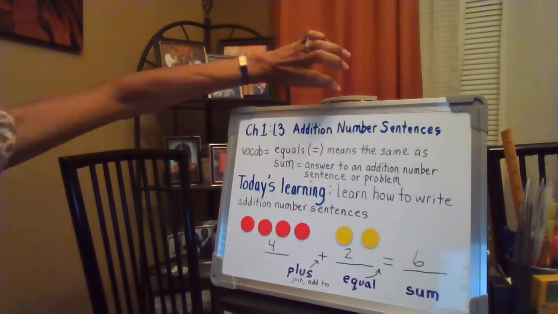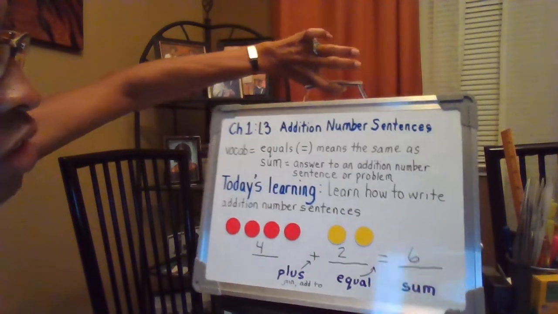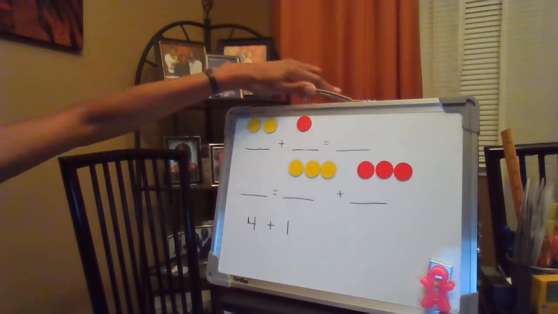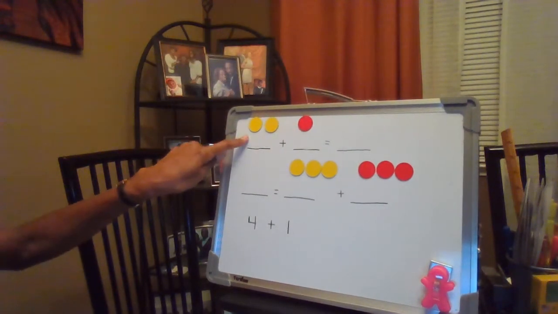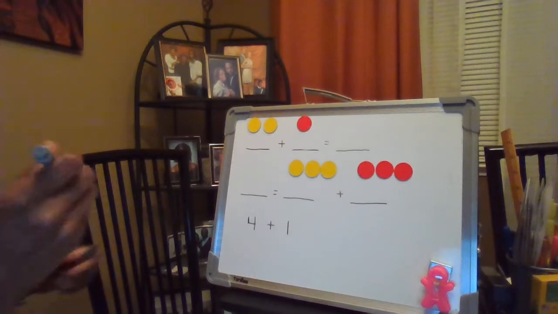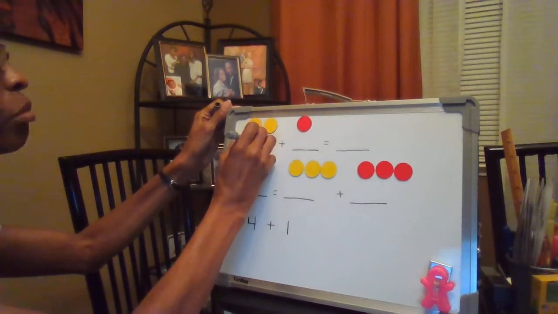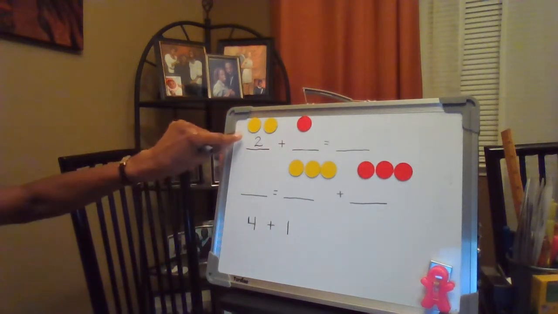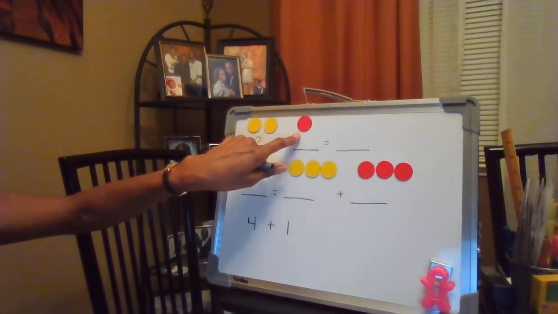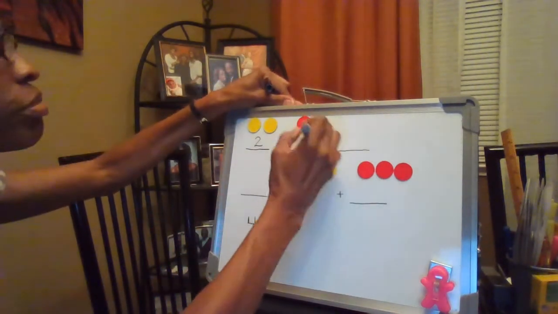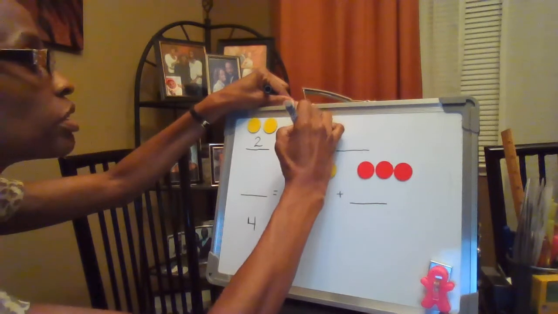Okay? So I'm going to turn my screen around and give you some more examples, and we're going to write. Okay? So how many counters do I have here? How many yellow counters do I have? 1, 2. So I will write the number 2. And the number represents how many of something I have. The something is the counters. How many red counters do I have? The answer is 1. So I will write the number 1.